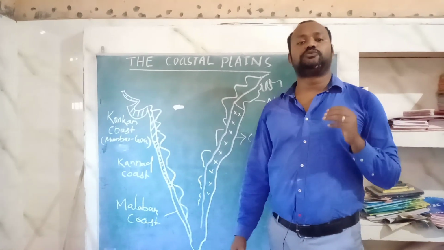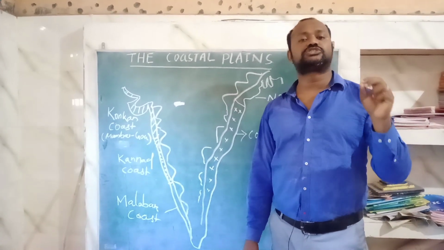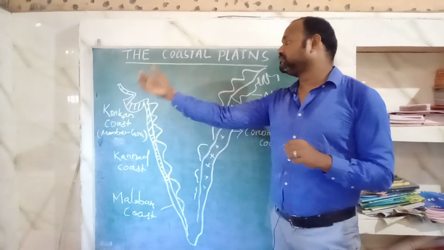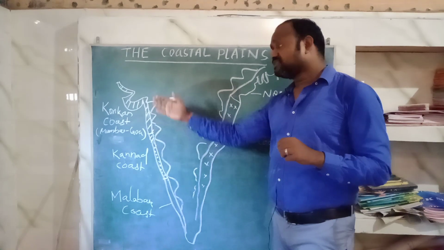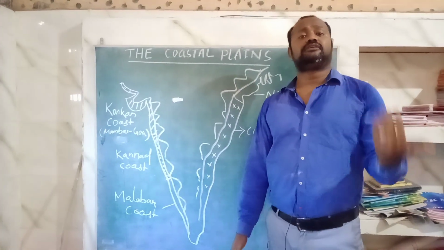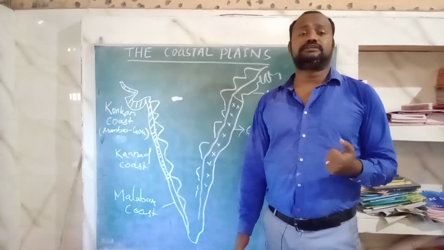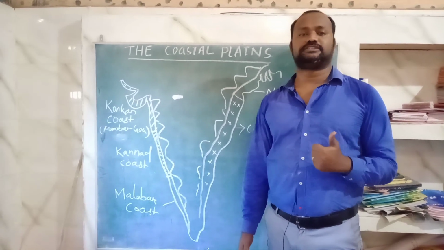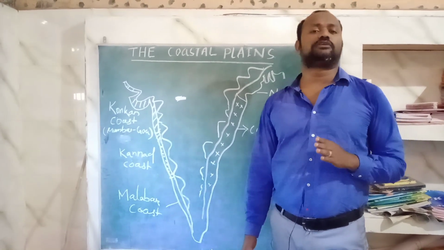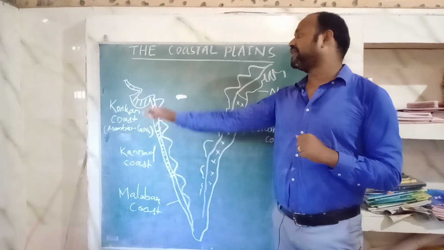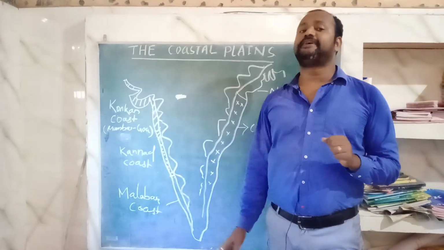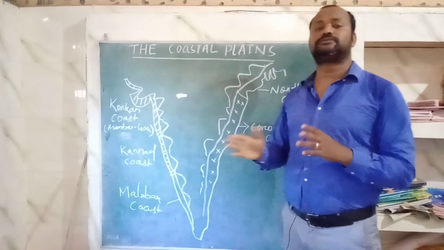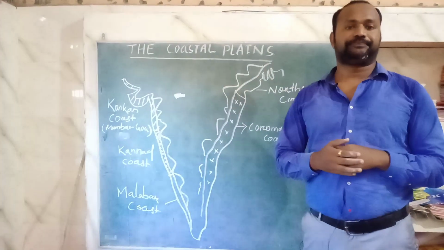As we know, most of the west flowing rivers are short in length, and due to the continuous chain of the Western Ghats, very few rivers are able to reach the western coastal region. Due to that, the depositional work is less, and that's why the western coastal plain is narrow or small compared to the eastern coastal plain.